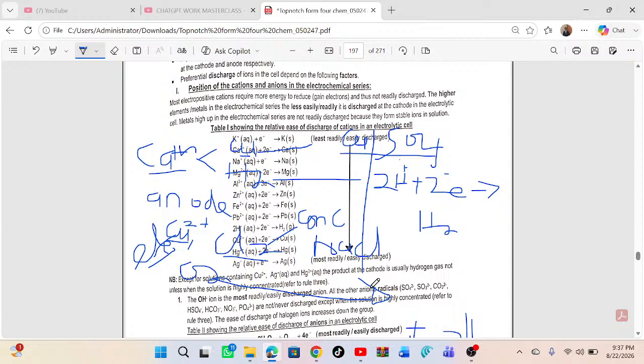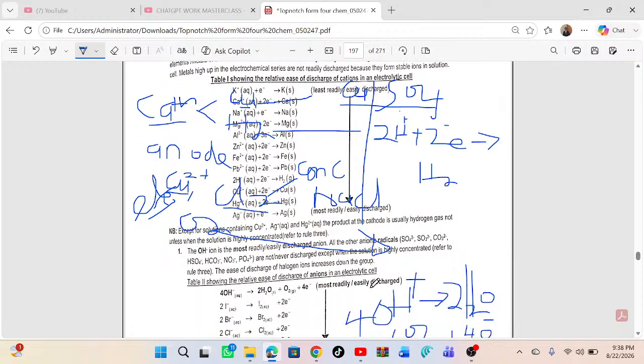Tunakuja kwa anode. Anode, there's a possibility we get three. That's a copper ion, chlorine, and oxygen. Copper ion wakati gani tunapata? Ni wakati copper tumetumia as electrode. Then chlorine tunapata wakati gani? Chlorine tunapata wakati tumetumia conc sodium chloride. So ukiona dilute unapata oxygen. So conc sodium chloride ni chlorine, unapata anode. Oxygen wakati gani tunapata? All the remaining part tunapata oxygen.